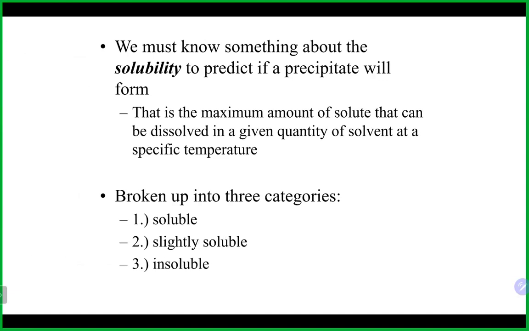To figure out whether or not, when we combine these together, we will get a solid or not, we do have to use what is known as solubility rules. The definition of solubility is the maximum amount of solute that will dissolve at a given temperature. So solubility is based on temperature. And as we'll talk about maybe in a later chapter, the higher the temperature, usually the more soluble some type of solid is in a liquid. The lower the temperature, not as much.